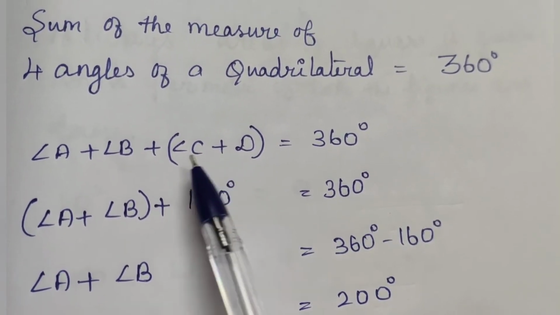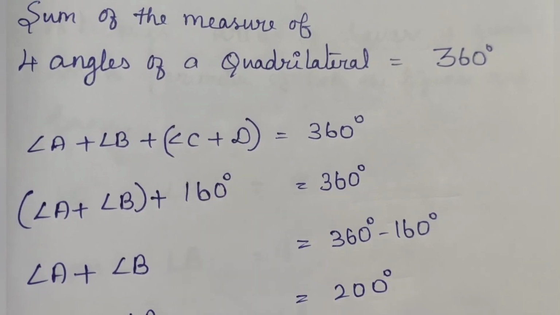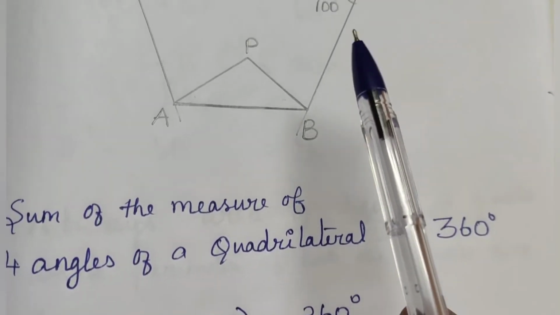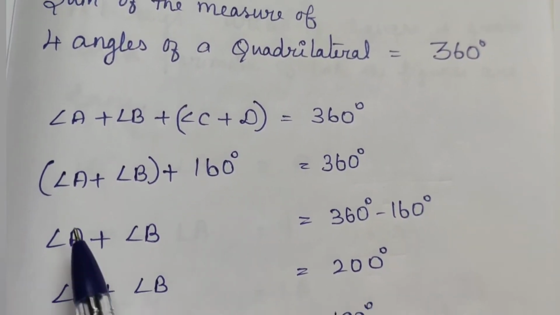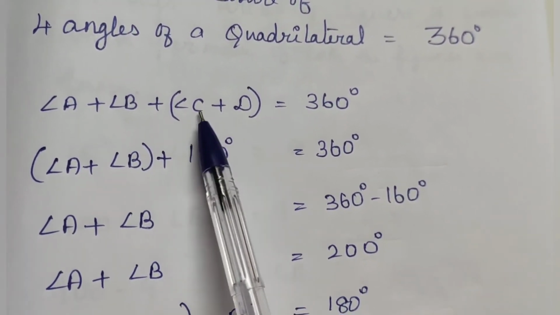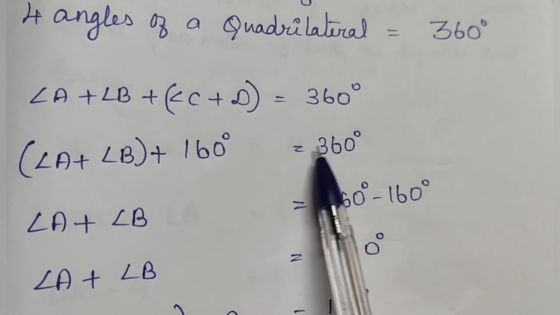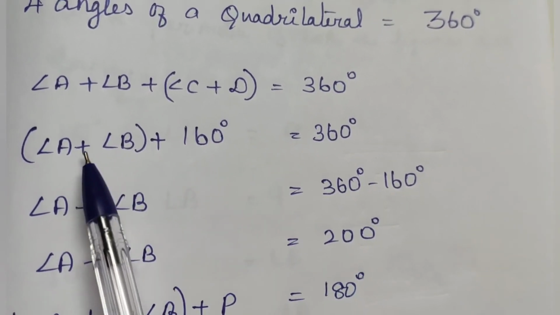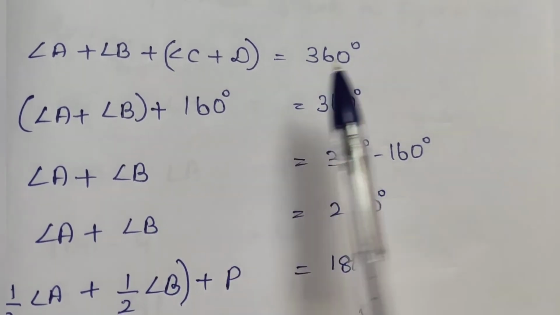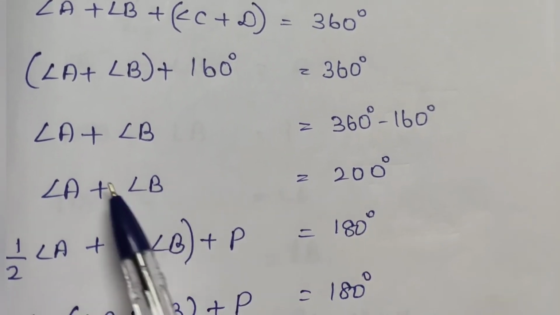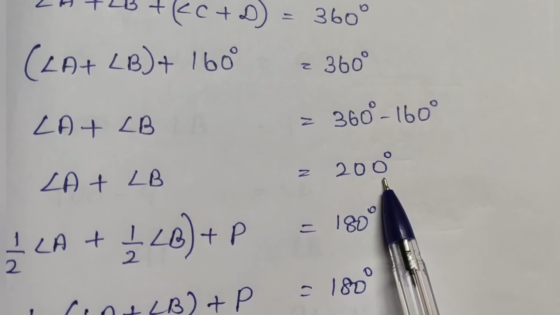In the question they have given angle C and angle D. Angle C and angle D together are 160. So angle A plus angle B plus 160 is equal to 360. Taking angle A plus angle B separately, it is 360 minus 160, 200. So angle A plus angle B is 200.